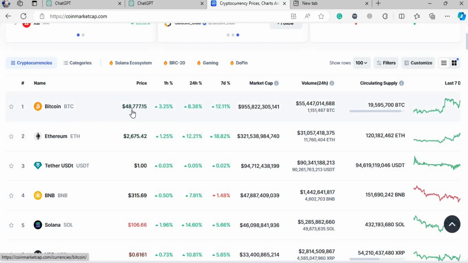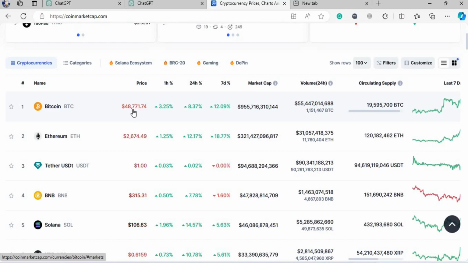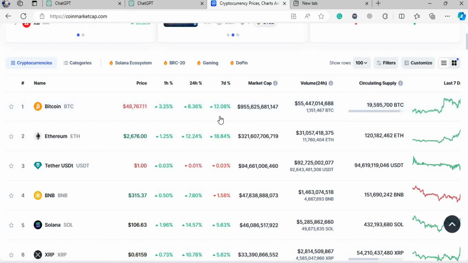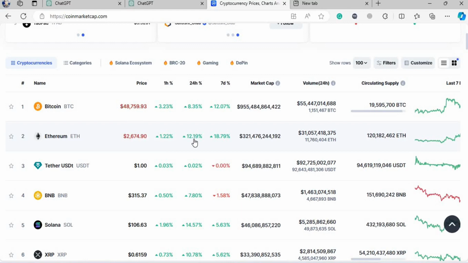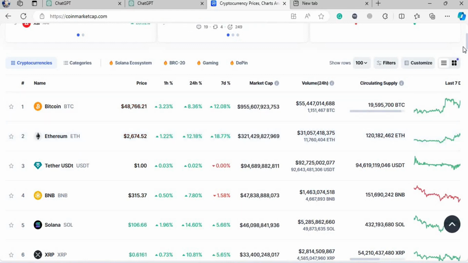So this is Bitcoin. When I checked yesterday, it was at 46 something, almost 46 dangling, and now it's at 48. Obviously, it has gone up 3% because of the good news. This is Ethereum. It has gone up almost by probably 12%, 15% intraday. So this is the market, folks.